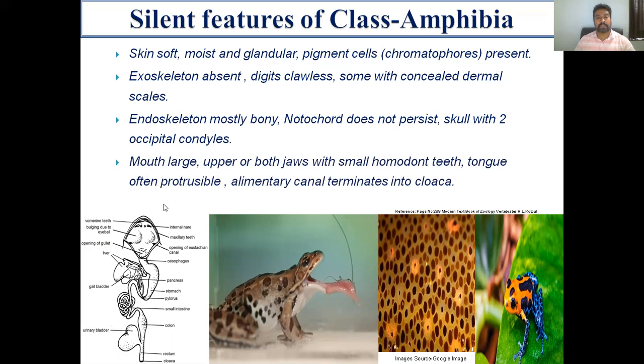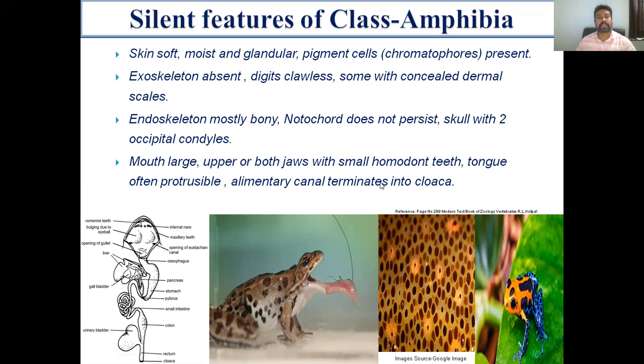Regarding its digestive system, they have a mouth guarded by an upper jaw and a lower jaw. That is a characteristic feature of gnathostomes. The jaws have homodont teeth, means all teeth are the same. The tongue is protrusible, means the tongue can come outside the mouth to catch prey. The alimentary canal, here we can see the alimentary canal of this frog, terminates into the cloaca, which is a common opening of the digestive system, excretory system, and reproductive system.